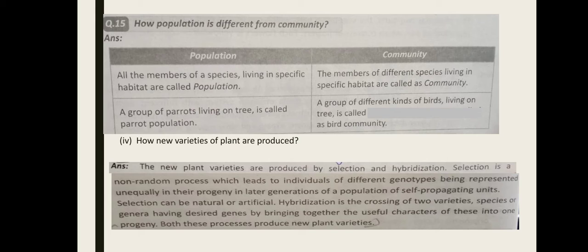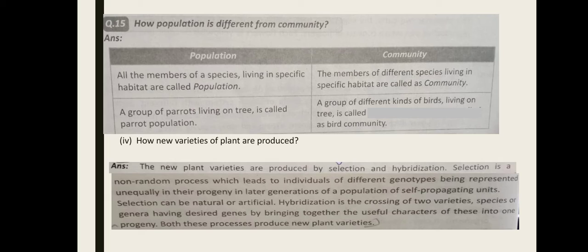Next is how population is different from community. So population is all the members of a species living in specific habitat are called population, and the members of different species living in specific habitat are called as community. A group of parrots living on tree is called parrot population, and a group of different kinds of birds living on tree is called as bird community.